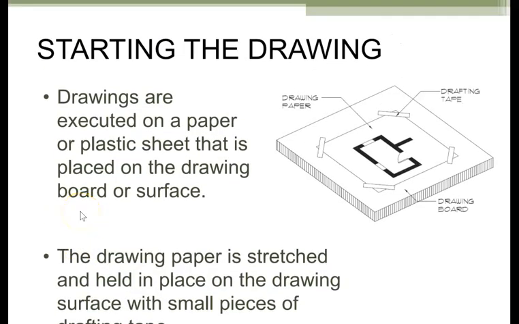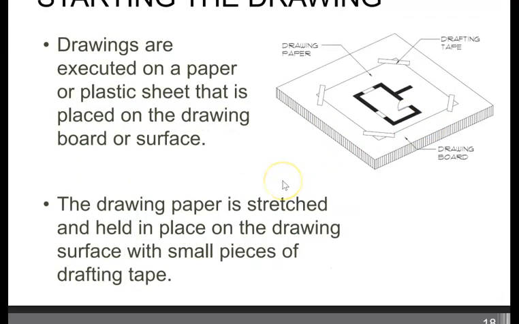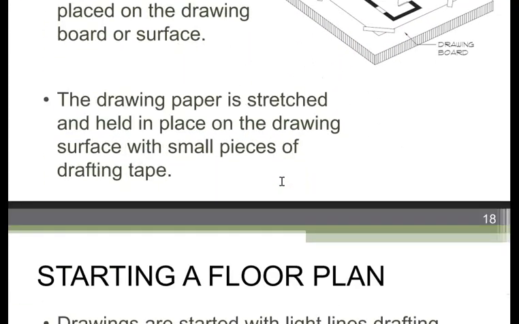We've started a few times putting down the drawing, and here's the process. We get our drafting tape. We come back with our T-square and make sure it's in alignment with the edge, and then we're ready to draft.